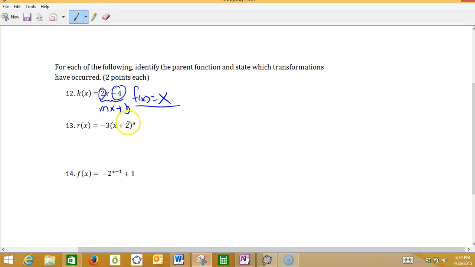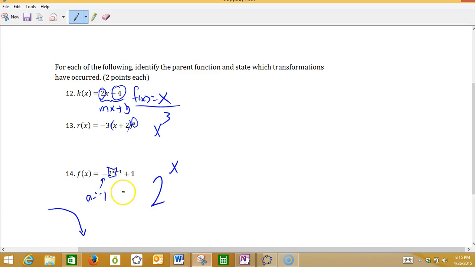If you look at this one, we're taking some expression with x and we're cubing it. So that means that our parent function is a cubic, right? 14 just says that we have some number raised to an expression here. So here's our parent function. That negative a, in this case, would be -1. That's going to flip our graph over the x-axis, make it now look like this, right? So it's not -2 to the x, it's just going to be 2 raised to the x.